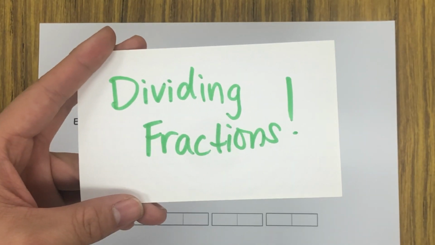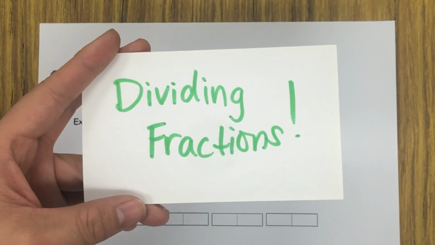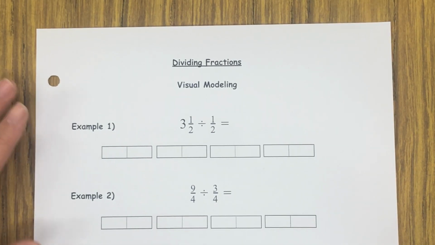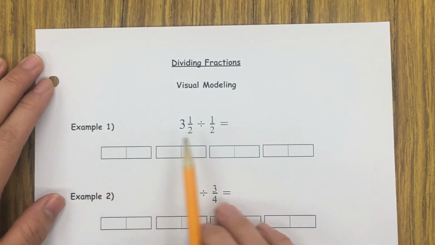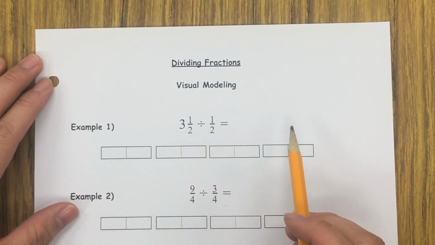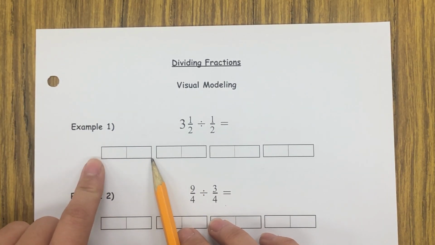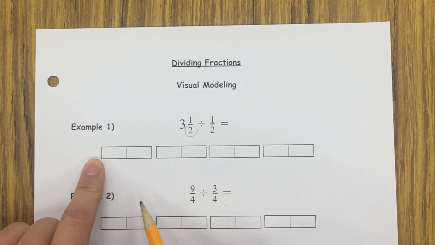Hey guys, today we're dividing fractions, and just like my multiplying fractions video, I'm going to go over our class notes. Okay, so we're going to go over visual modeling of dividing fractions. We are dividing, for example 1, 3/2 divided by 1/2. My first thing I want to notice is that my wholes are split into two pieces. That's what this 2 right here is indicating.